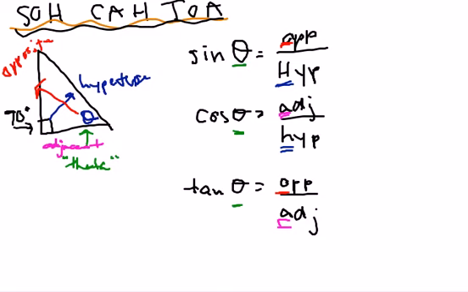Make sure when you're doing these equations or anything with SOH CAH TOA, say if you wanted to put tan 37 into your calculator, it must be in degrees mode.